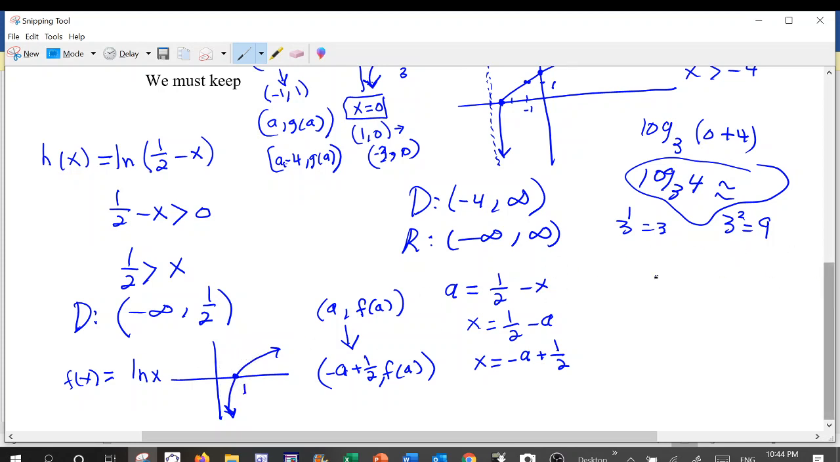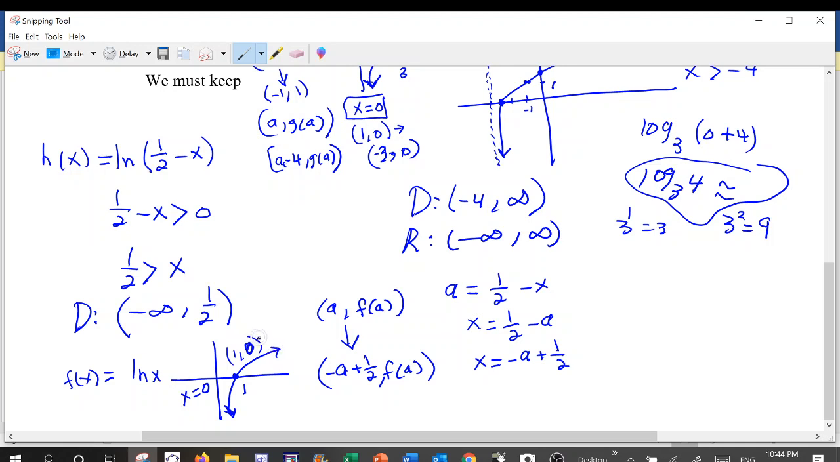Now, we know that this vertical asymptote is x equal to 0, right? So what happens to it? You have to multiply 0 by negative, which is 0, plus 1/2. So it goes to 1/2. X equals 1/2, right? So that's where this x equal to 0 is going to go. Now we can graph it using, what about this 1, 0? Where does that go?